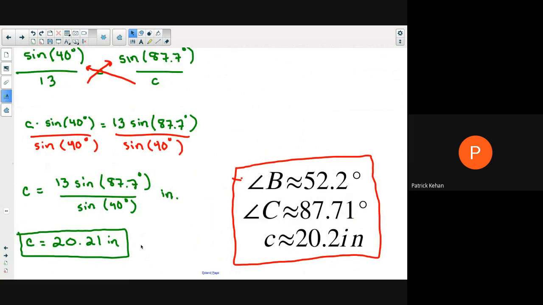So I'm going to label my information over here on the right. So angle B is here, angle C, and then side length C here. Okay. Now, don't forget about the second potential case. We still need to verify if we even have a second case at this point.